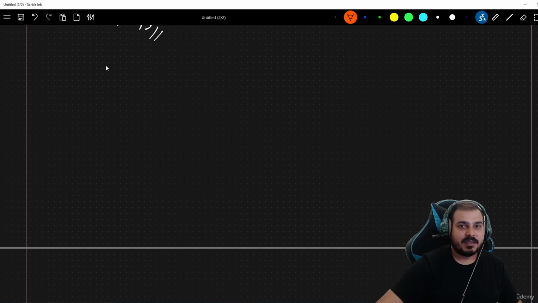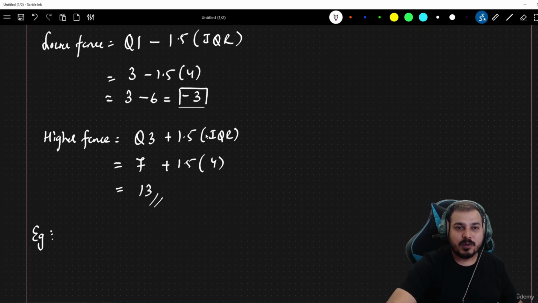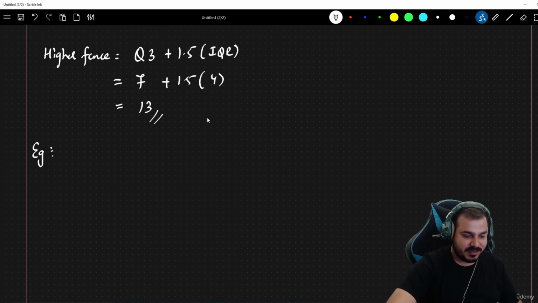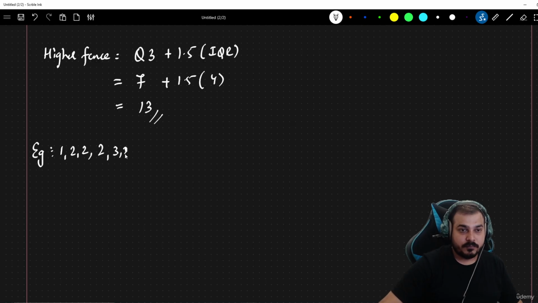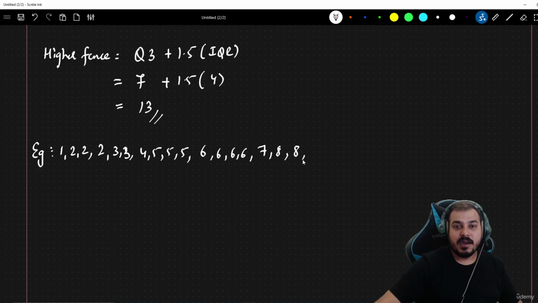Here I am going to take this particular example. And now after removing the outlier, what are the values that are actually present? Let me write it down. 1, 2, 2, 2, 3, 3, 4, 5, 5, 5, 6, 6, 6, 6, 7, 8, 8, 9. There were 27 elements, but this is removed. I don't want it because this is treated as an outlier.